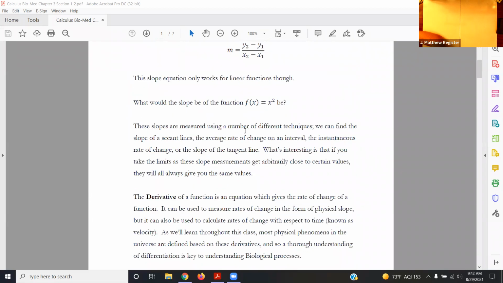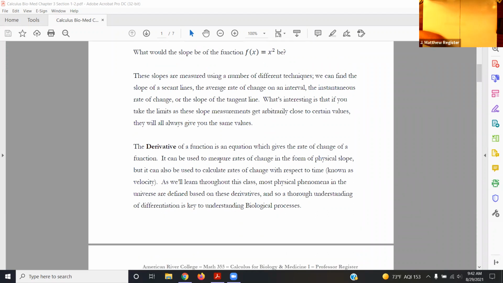There's a number of different techniques that we can use to measure these slopes. The main one, though, is going to be our derivative. And so the derivative of a function is an equation which gives the rate of change of a function. It can be used to measure rates of change in the form of physical slope, but also to calculate rates of change with respect to time.